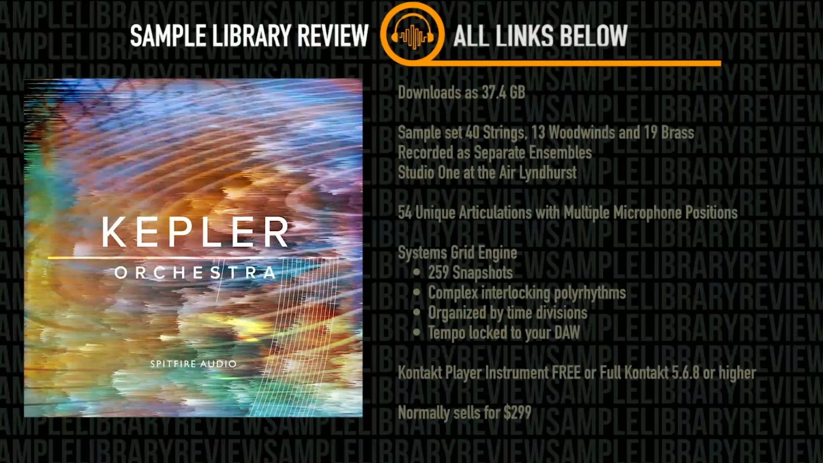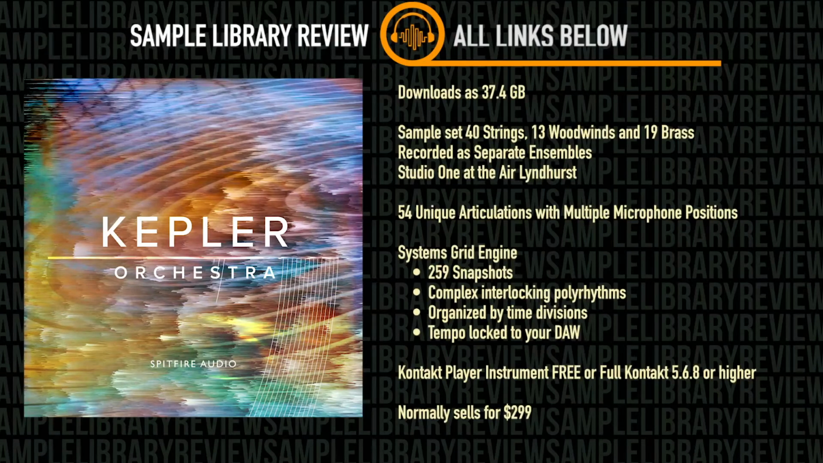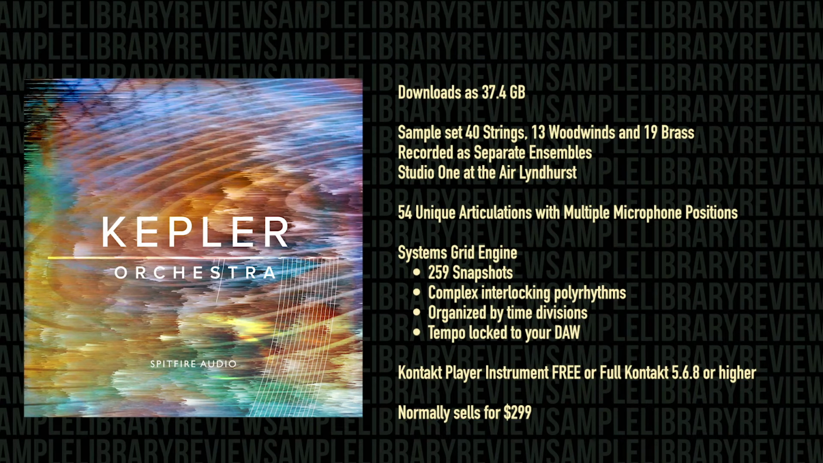Kepler download is 37.4 gigabytes. Sample set of 40 strings, 13 woodwinds, and 19 brass, all recorded as separate ensembles at Studio One at Air Lyndhurst. That's the same studio that Spitfire has recorded the Bernard Herrmann and Studio Orchestra libraries. The library includes 54 unique articulations that Spitfire says many have never been sampled before, with multiple microphone positions with close, ambient, mid, wide, and full mix options.